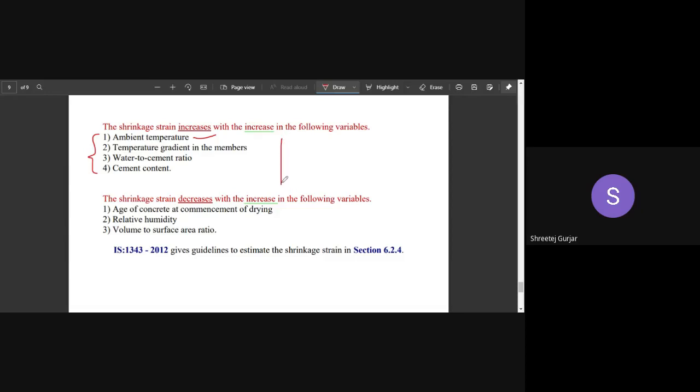So suppose this is your temperature axis, and this is your time axis.